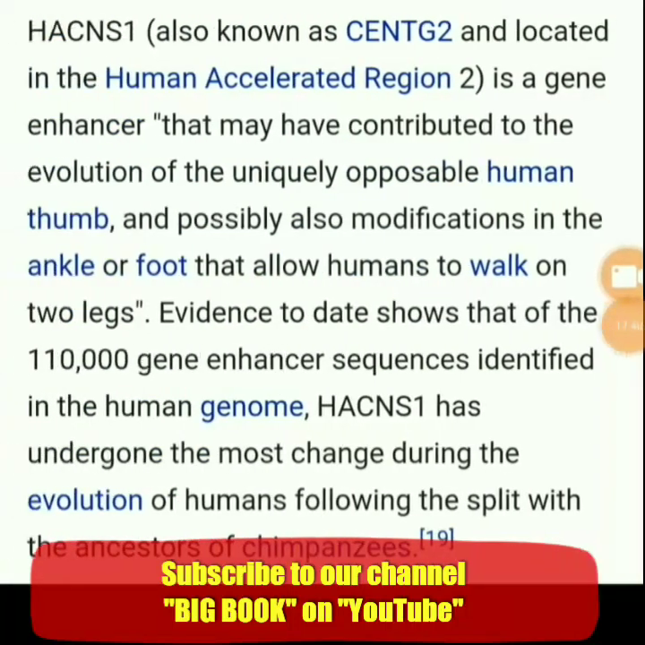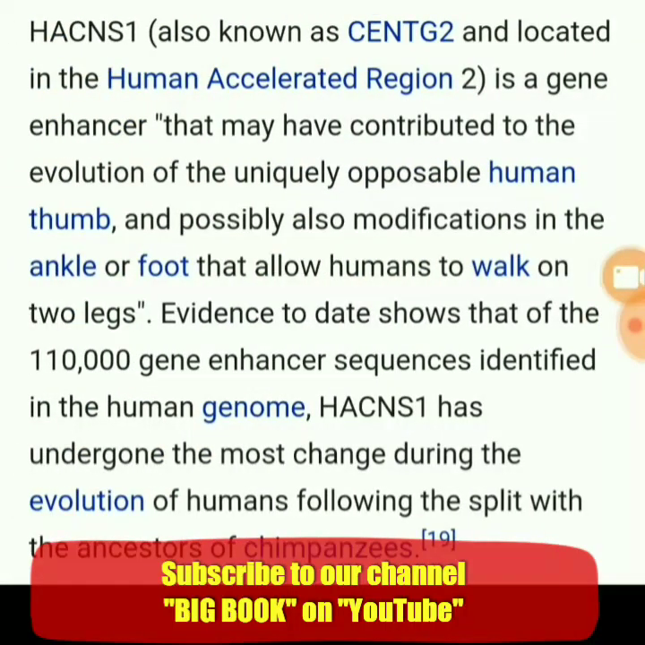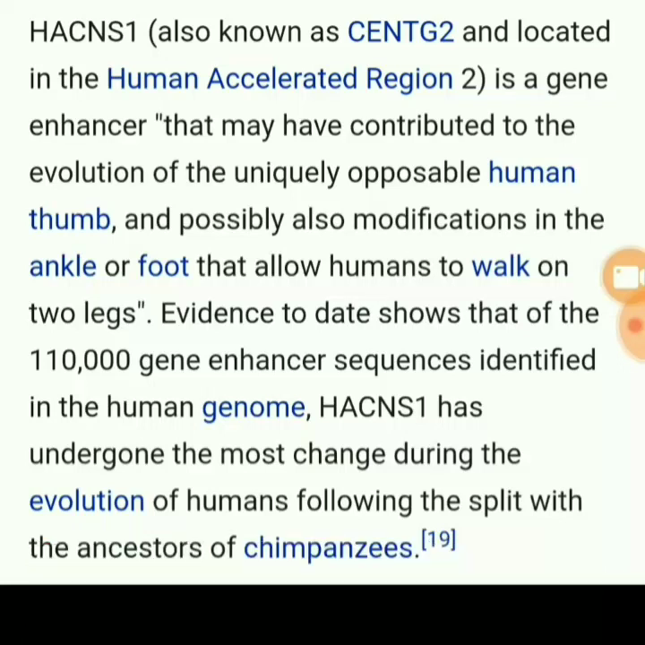An example in the human genome is HSCNS1, also known as CERTG2, located in the human accelerated region 2, a gene enhancer that may have contributed to the evolution of the uniquely opposable human thumb, and possibly also modifications in the ankle or foot that allow humans to walk on two legs. Evidence to date shows that of the 110,000 gene enhancer sequences identified in the genome, HSCNS1 has undergone the most change during the evolution of humans following the split with the ancestors of chimpanzees.